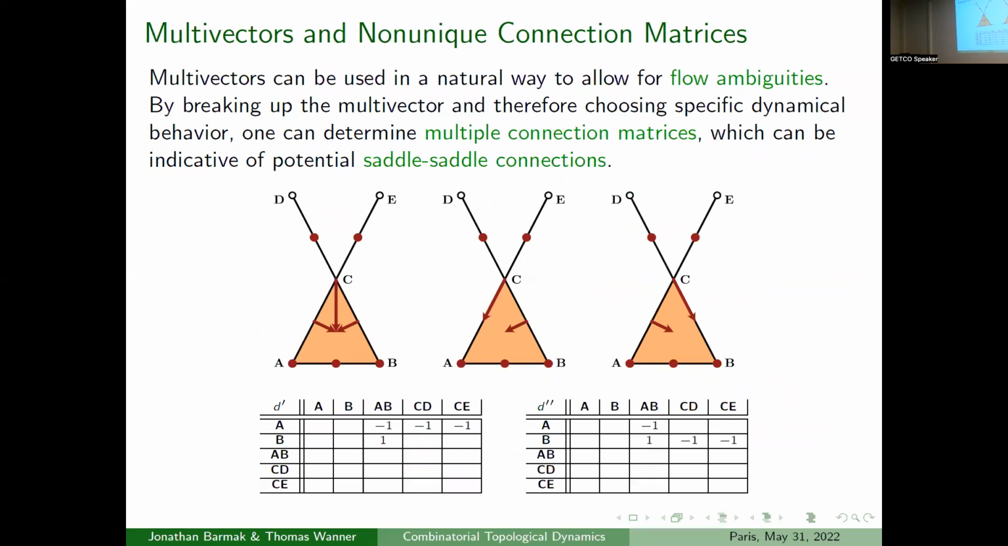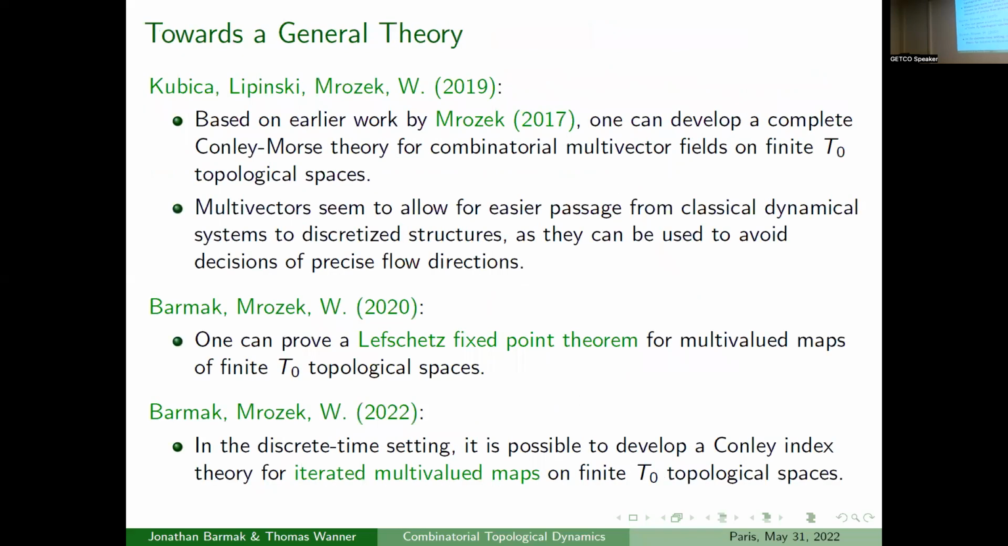And that's my last slide now. In this more general setting, you can now really incorporate flow ambiguities, for example, in the combinatorial setting. If I look at a multivector field where I don't decide on what my dynamical behavior is, and run the computations, you actually do get 2 different connection matrices here that really indicate that you might have either of those 2 dynamical behaviors. And if you interpret that back to the classical setting, this might actually indicate a saddle-saddle connection through these multiple connection matrices.